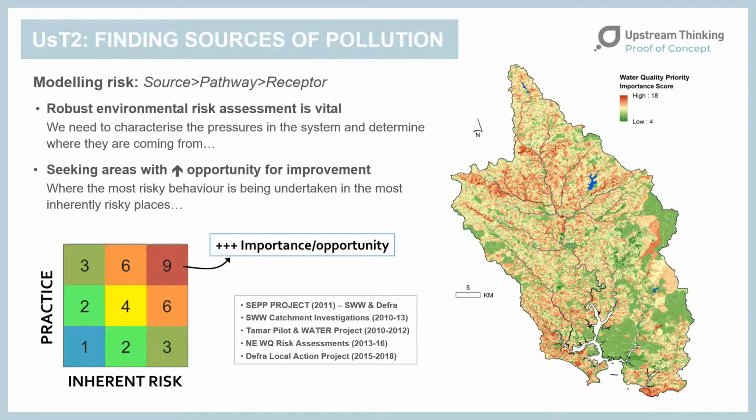And from there we were able to undertake, in this case for the Tamar catchment, water quality risk assessment mapping to identify where we thought pollution was most likely to be coming from, and then indeed we used monitoring to verify that this was a good indication of where we should target our catchment management interventions to get the greatest potential reduction in pollution loads.